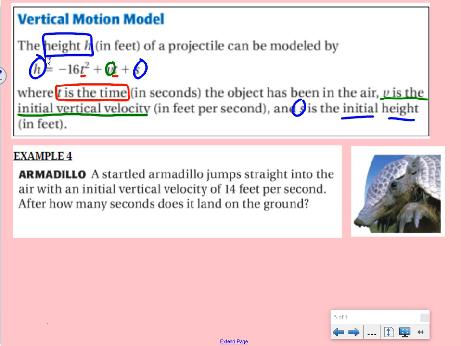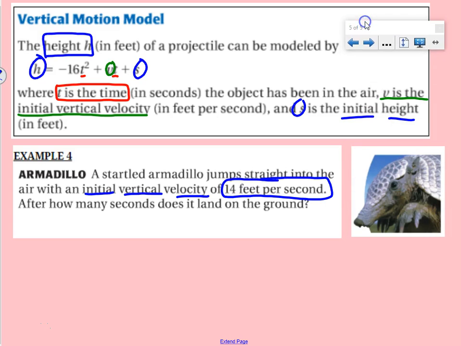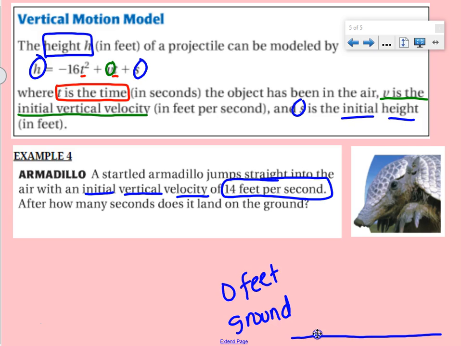So in our example, a startled armadillo jumps straight into the air with an initial vertical velocity of 14 feet per second. After how many seconds does it land on the ground? Well, let's just give ourselves a nice image here. If we have an armadillo here on the ground, that is 0 feet. We're not up in the air, we're not below sea level, we're at 0 feet. So he's starting right here. Then he jumps in the air, and then he comes down. And then he's going to land on the ground.